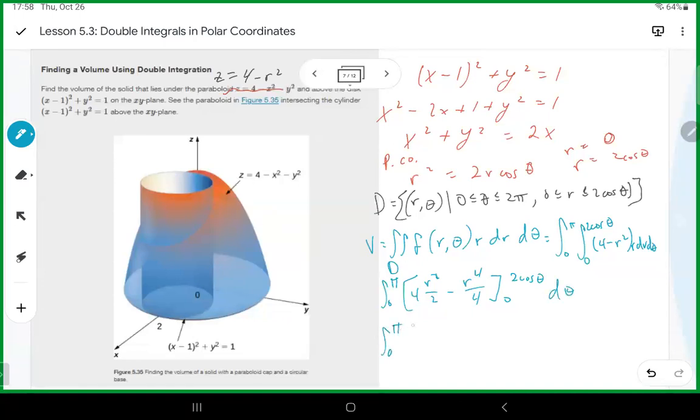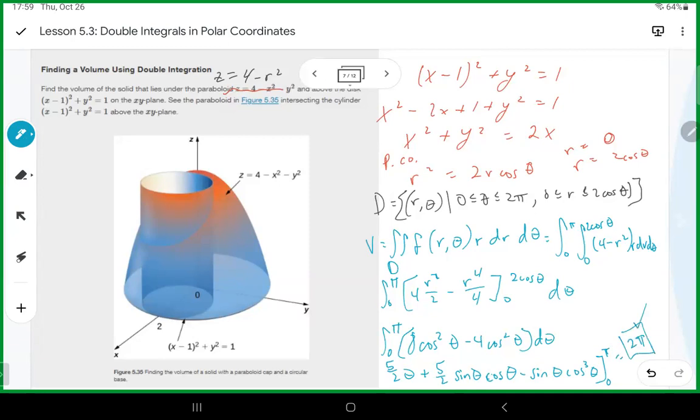So then from 0 to pi, 8 cosine squared theta minus 4 cosine squared theta d theta. And it's going to be 5 over 2 theta plus 5 over 2 sine theta cosine theta minus sine theta cosine theta, this cosine cubed, from 0 to pi, which will leave you with 2 pi as a solution. Okay.